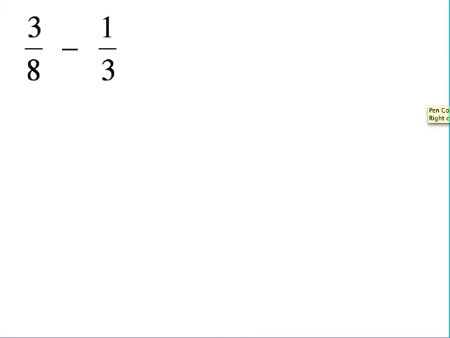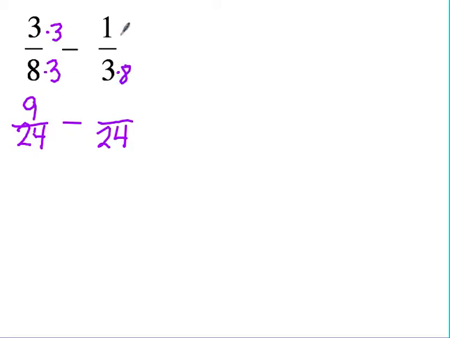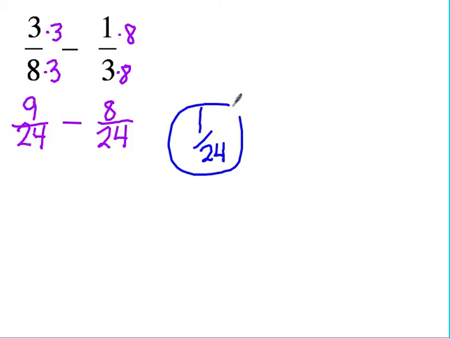So I have 3/8 minus 1/3. Common denominator between 3 and 8: 24, good. So 8 times what is 24? 3. So I'm going to take the 3 times 3 and I'm going to get 9. 3 times what is 24? 8. So 1 times 8 is 8. So what is 9/24ths minus 8/24ths? 1/24th. Questions? Pretty straightforward?